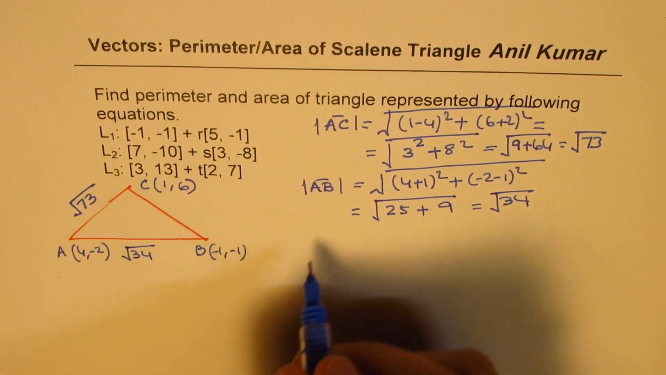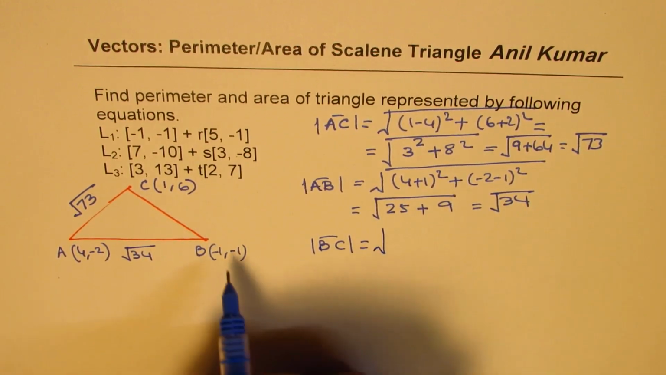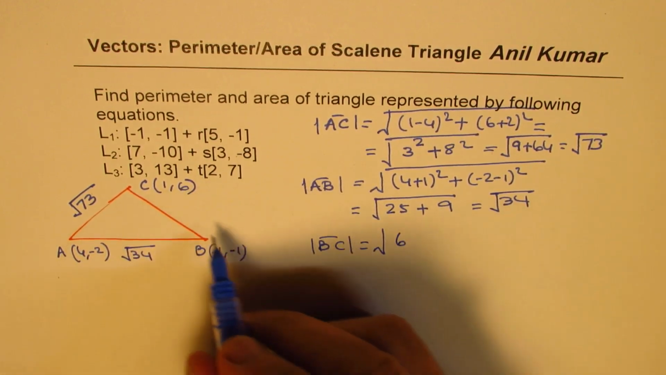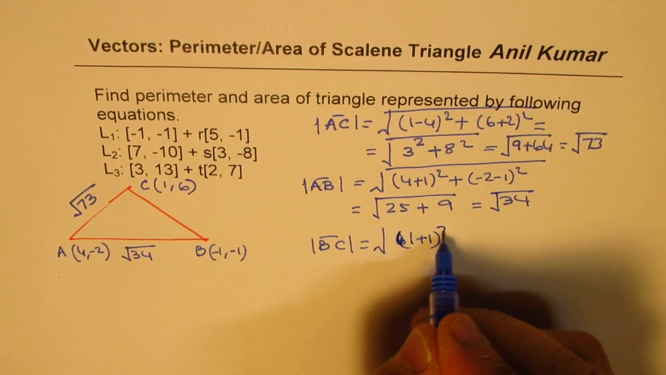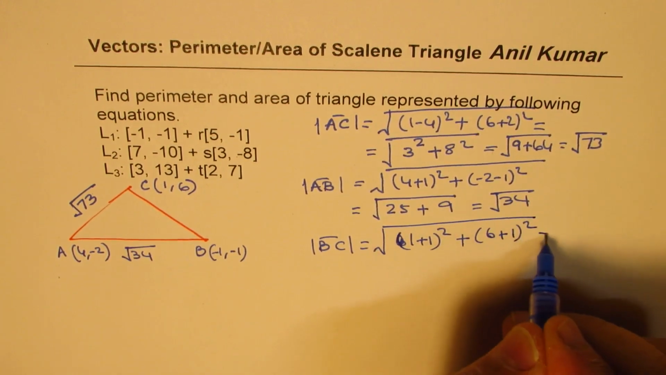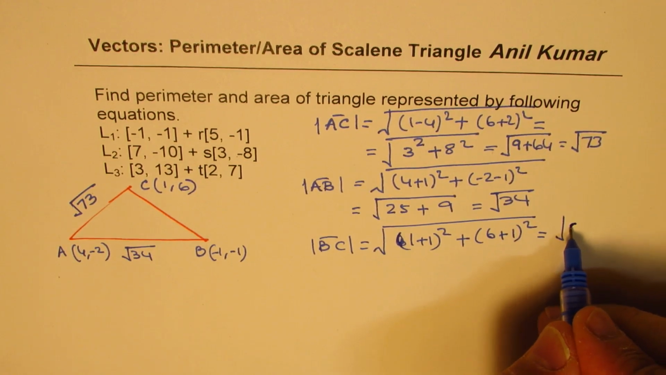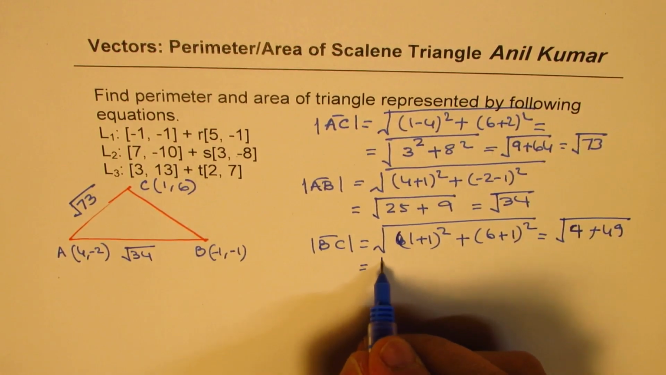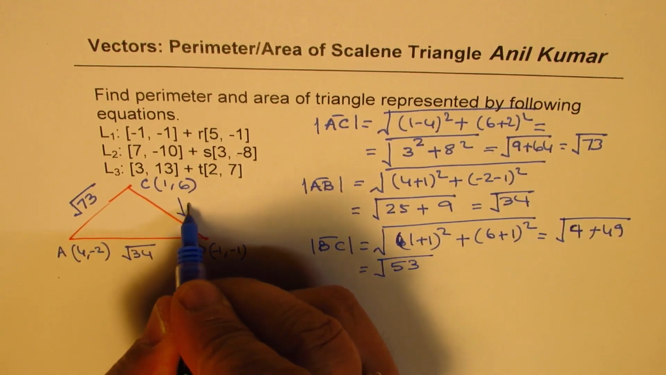Now let's find BC. BC will be the square root of (6 minus 1)... let's take 1 minus 1 first. (1 minus 1) whole square, plus (6 minus minus 1) whole square. That gives you square root of 2 square is 4, plus 7 square is 49, which is square root of 53.